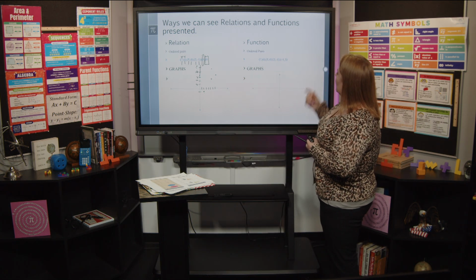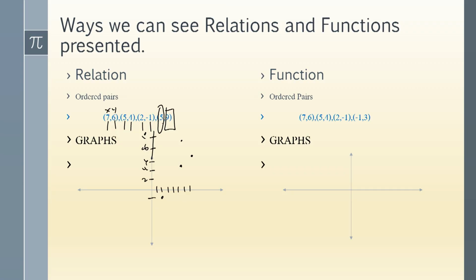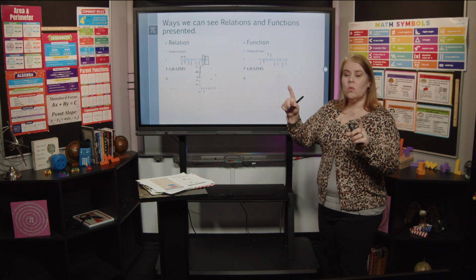Now, Ms. Killen, what about these functions that you have over here? Well, let's look. I have x as 7, y is 6. X is 5, y is 4. X is 2, y is -1. X is -1, y is 3. I have only one x to only one y.